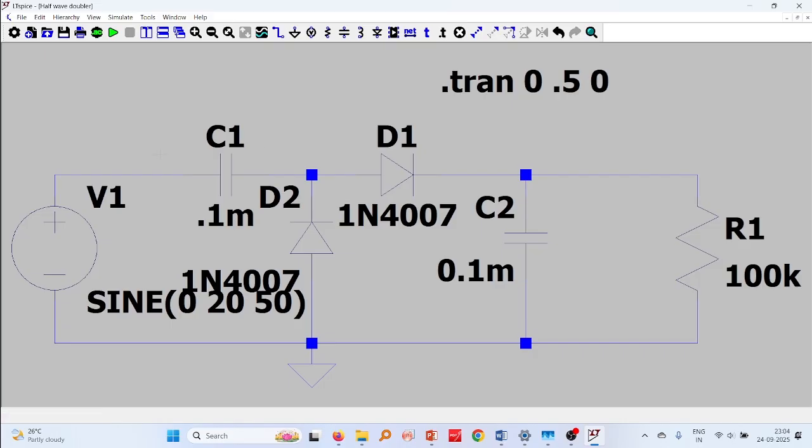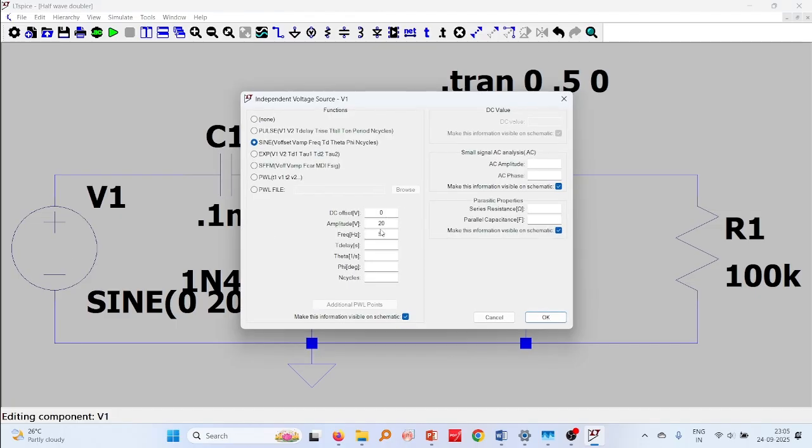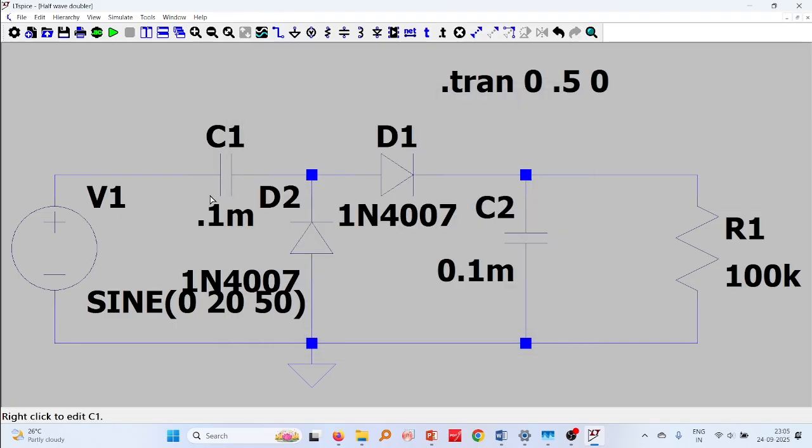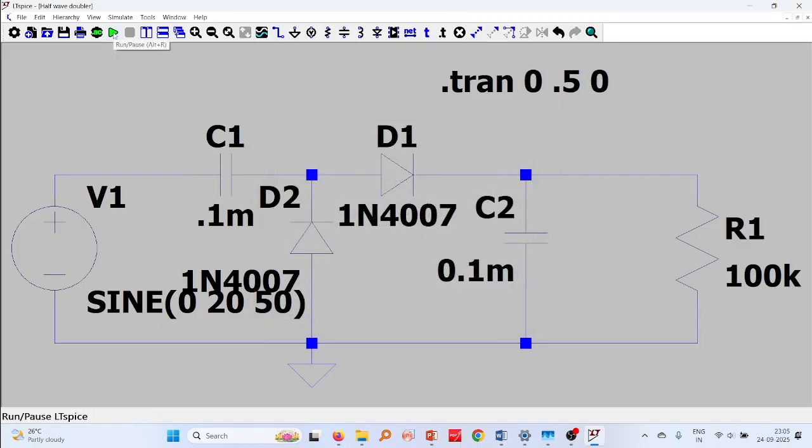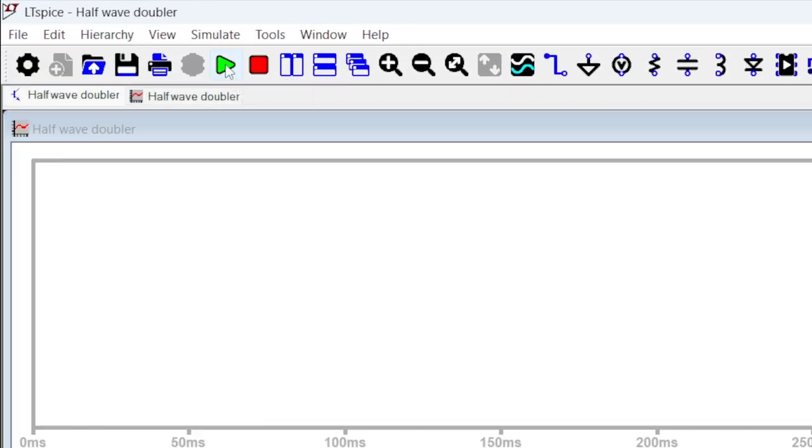Let's simulate the circuit in LTspice. We have a power supply, for which I have given a sine wave of 20 amplitude and a frequency of 50 Hertz. Then I have a capacitor of 0.1 milli, two diodes IN4007 and one capacitor of 0.1 milli, and the resistor is 100 kilo ohm. I have given a transient response with a time of 0.5 second. So I can run my simulation.